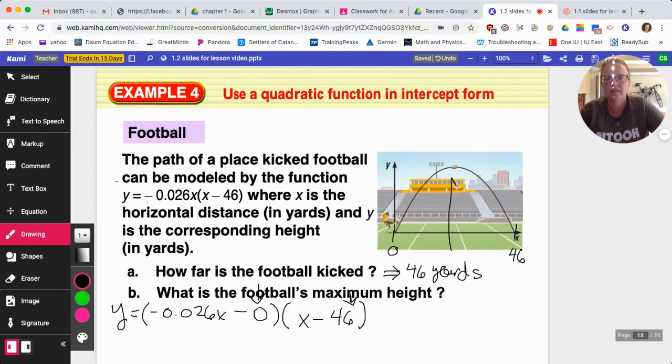and find what the height is. So really I'm going to take 0 plus 46 and divide it by 2. So I'm going to have 23 comma something. But I need to go back into the equation and find the y value that matches with 23. So the axis of symmetry is x equals 23.